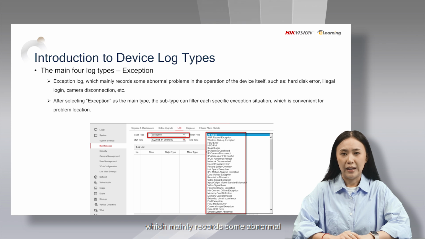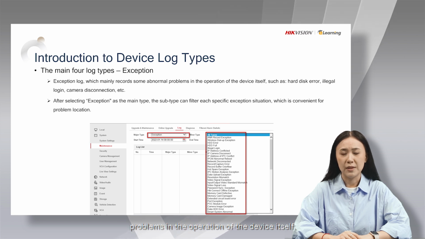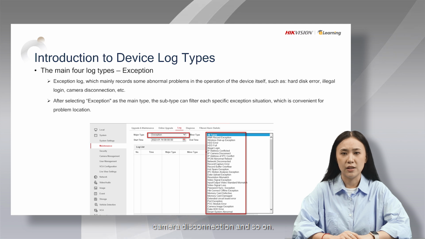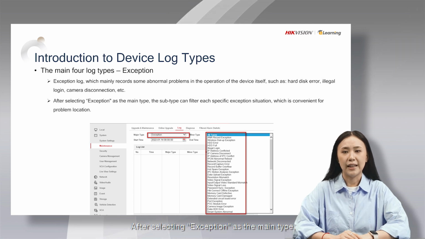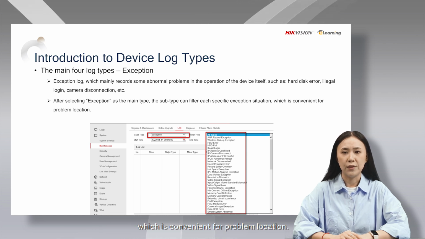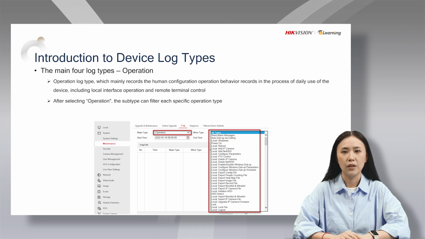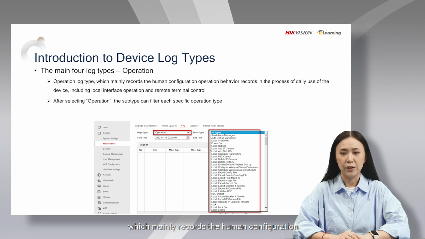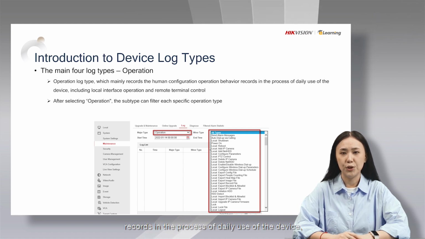Exception log, which mainly records some abnormal problems in the operation of the device itself, such as hard disk error, illegal logging, camera disconnection, and so on. After selecting exception as the main type, the subtype can filter each specific exception situation, which is convenient for problem location.